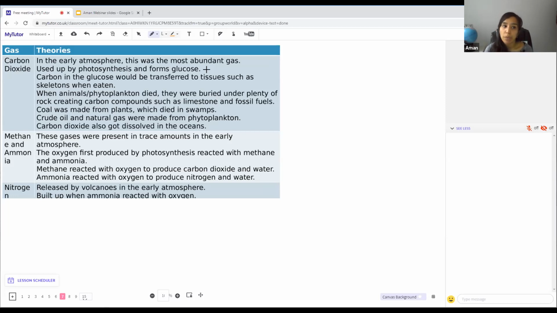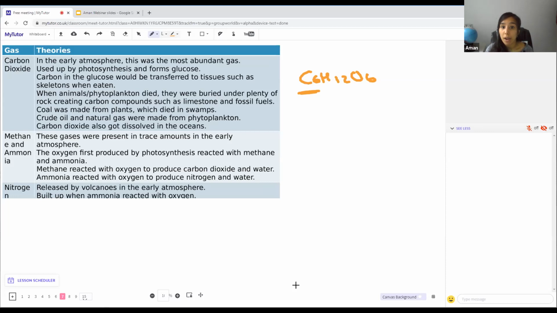There are a couple of other ways. The other way is that we know that carbon in the glucose would be transferred to tissues such as skeletons when eaten. So what that means is that animals will tend to eat glucose, so we need that as food. And when they eat that glucose, remember glucose is C6H12O6, so it's got carbon in it. The carbon in that glucose would tend to go into the skeletons and bones of those animals. And when they died, they would decompose and get eaten. And when they got eaten, the carbon would be taken in.